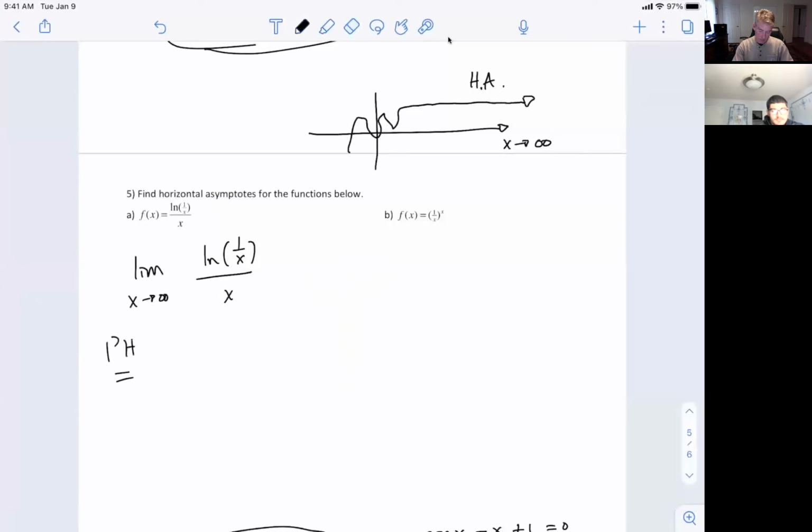So by L'Hopital's rule, all you need to do is take the derivative on the top and take the derivative on the bottom. Well, the derivative on the bottom is easy. That's just a 1. The derivative on the top, well, the derivative for natural log is 1 divided by whatever's in the parentheses. So that's going to be 1 divided by 1 over x. And then for that derivative on the top, you also have to do the chain rule. So the derivative of 1 over x, that's negative 1 over x squared.